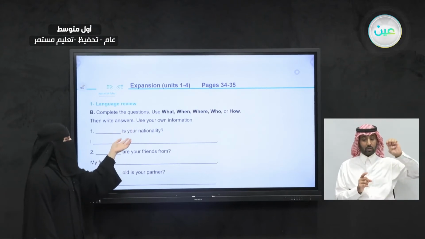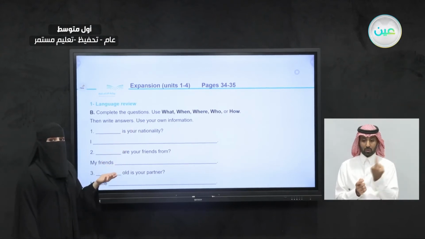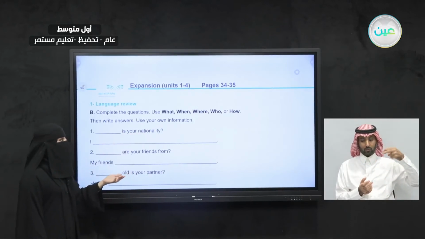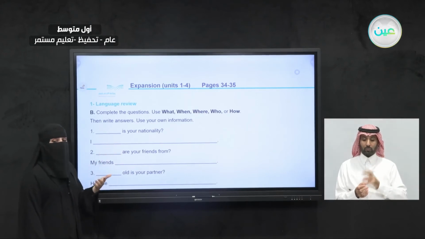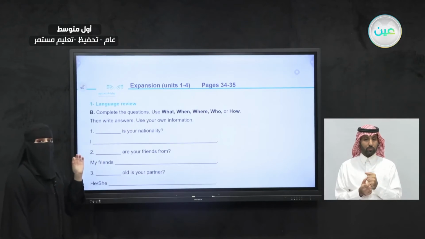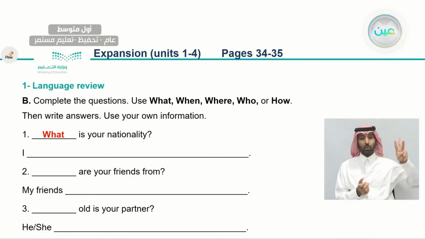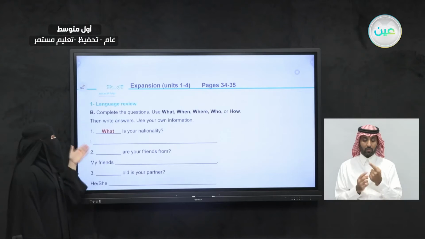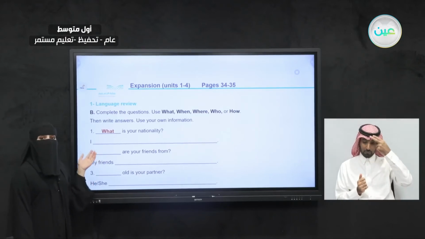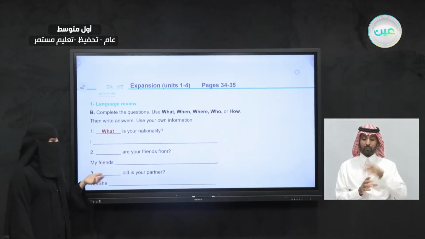When is your nationality? Doesn't make sense. You're not asking about time. How about where? It's not a place. Who? It's not a person. It's a nationality. So the correct question word is going to be, what is your nationality? You're looking for information, and the answer will depend on your partner. They probably will answer, I am Saudi, I am American, and so on.